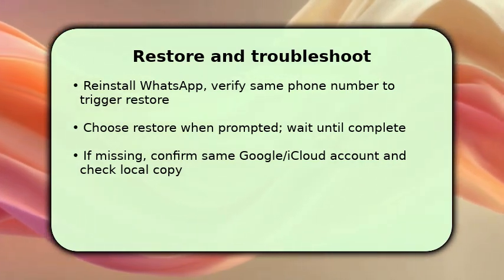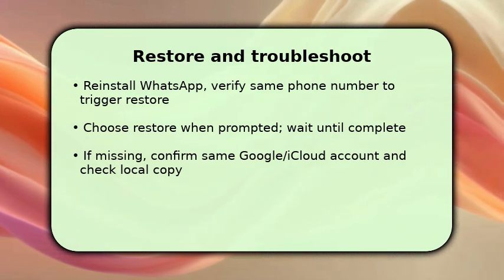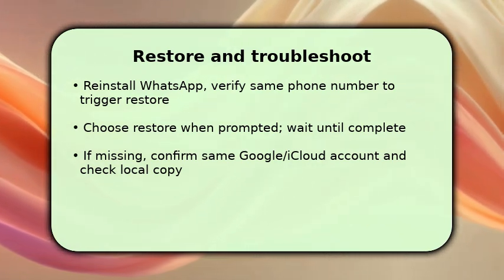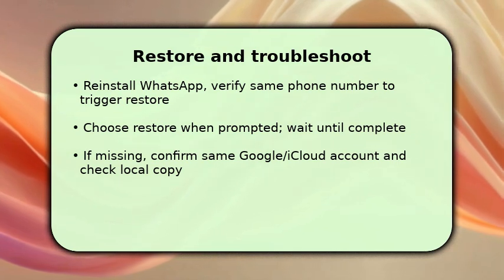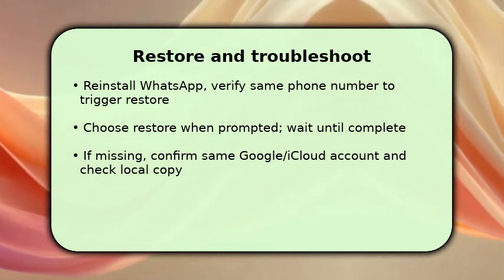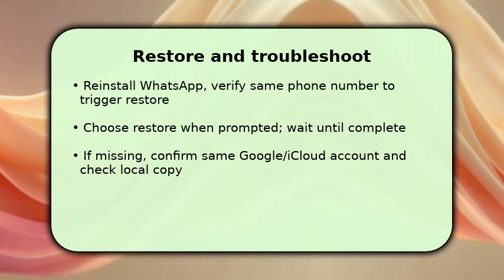If WhatsApp doesn't find a backup, make sure you're signed into the exact Google or iCloud account and the same phone number. If Android, copy the local msgstore file into /WhatsApp/Databases.